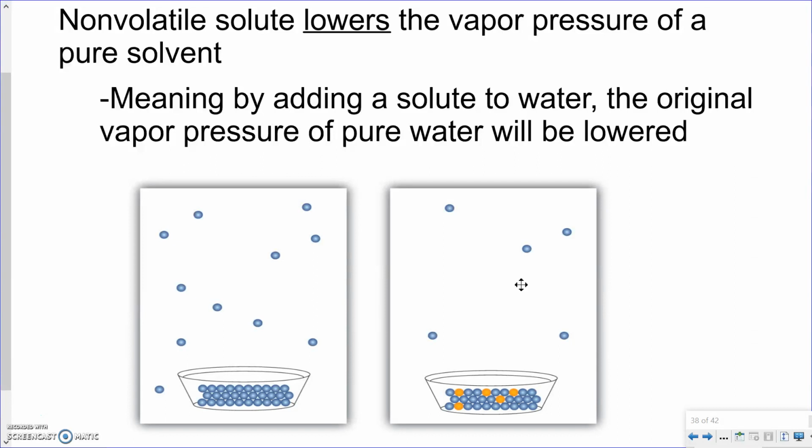Okay, so by adding more intermolecular forces, it makes it harder for the species to be able to escape into the gaseous phase, and therefore, because you have less molecules floating around in the gaseous phase, you have less collisions against the walls of the container, and therefore, lower vapor pressure.